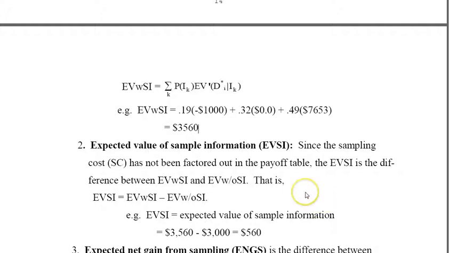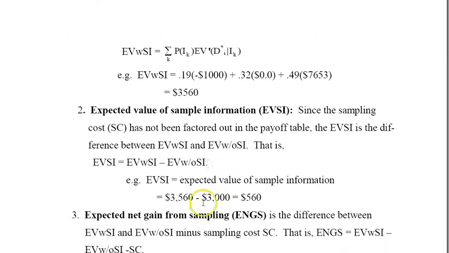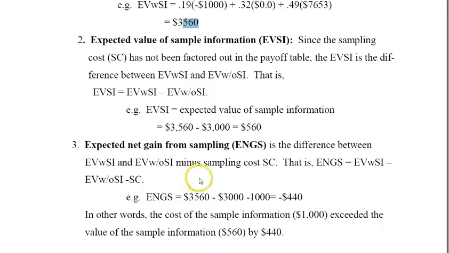So the additional information was worthwhile, but was it worth paying $1,000 for it? What's the value of the sample information? The expected value of the sample information is the expected value with the sample information minus the expected value without the sample information. So with and without, and that gives me $560. So that sample information is worth $560.